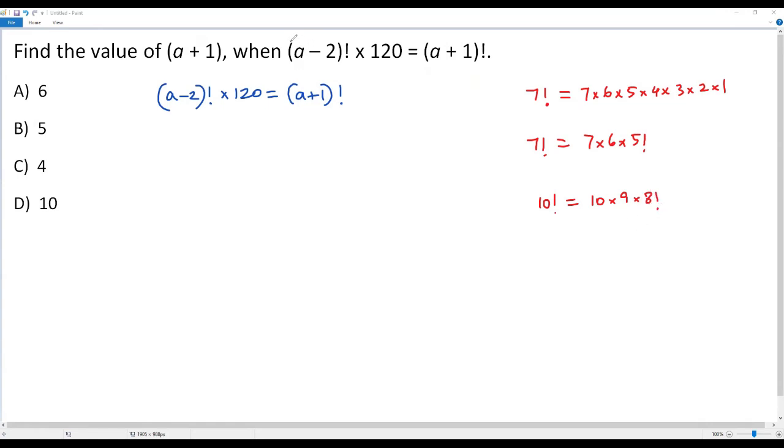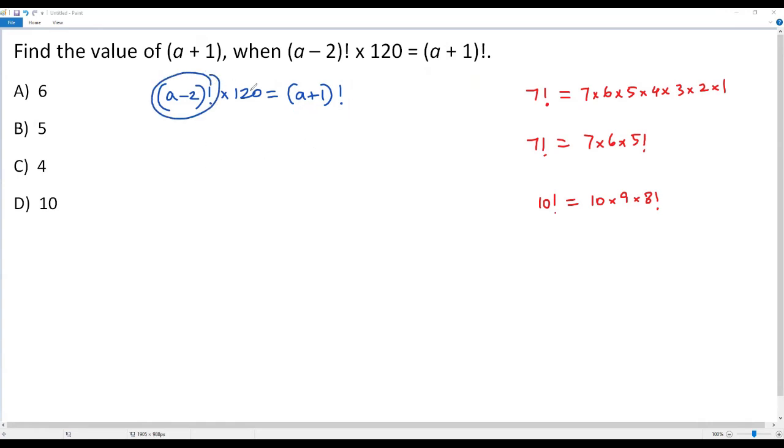Now let's apply this logic in our problem. We have to consider the two terms which contain factorial: (a − 2)! and (a + 1)!. In both terms we have a. Which one is smaller and which is bigger? Clearly (a + 1)! is bigger than (a − 2)!, because here 2 is subtracted from a, and here 1 is added to a. So we have to consider this one as bigger, and we have to expand this one.